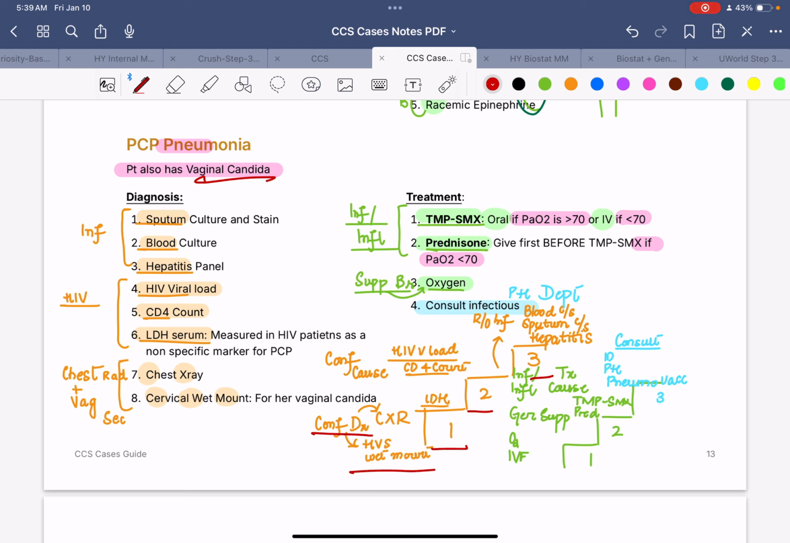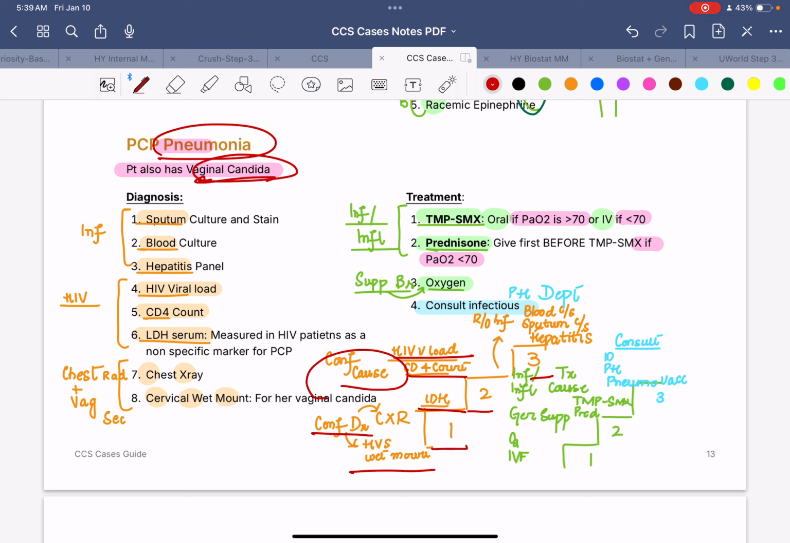So that in this way, in the PCP pneumonia, they might specifically give you vaginal candida, just to give you an idea that this person is having opportunistic infections, and you have to keep HIV at the back of your mind. Next on, we can confirm the cause that it's really HIV by doing an HIV viral load, CD4 count along with LDH, which is measured in HIV patients as a non-specific marker for pneumocystis jirovecii pneumonia, right? So first confirm the diagnosis, then confirm the cause in step number 2.